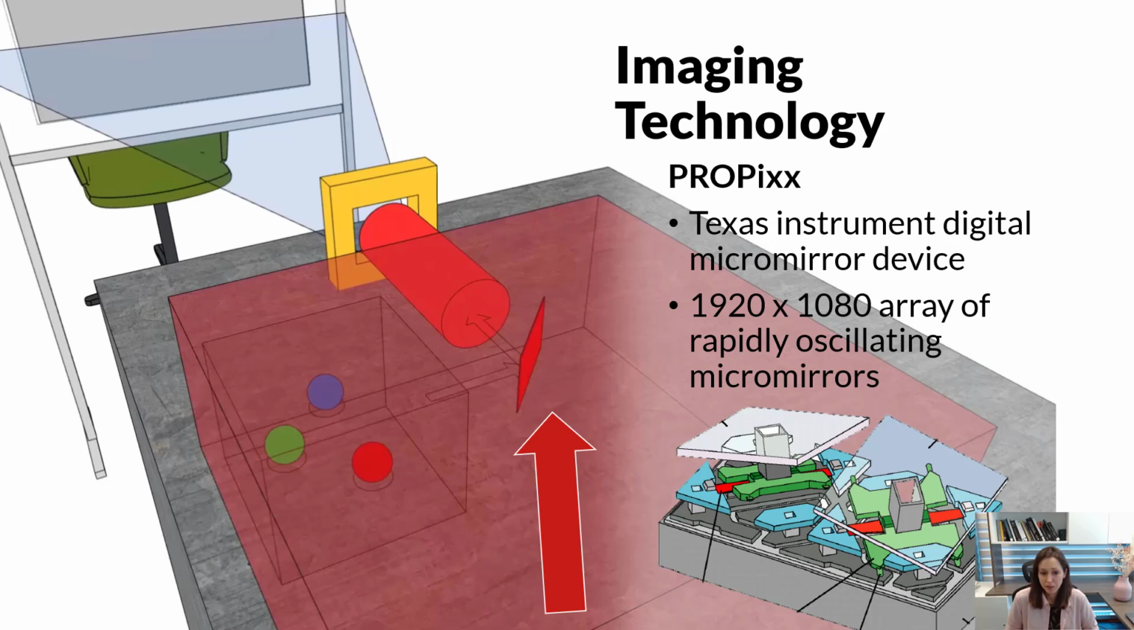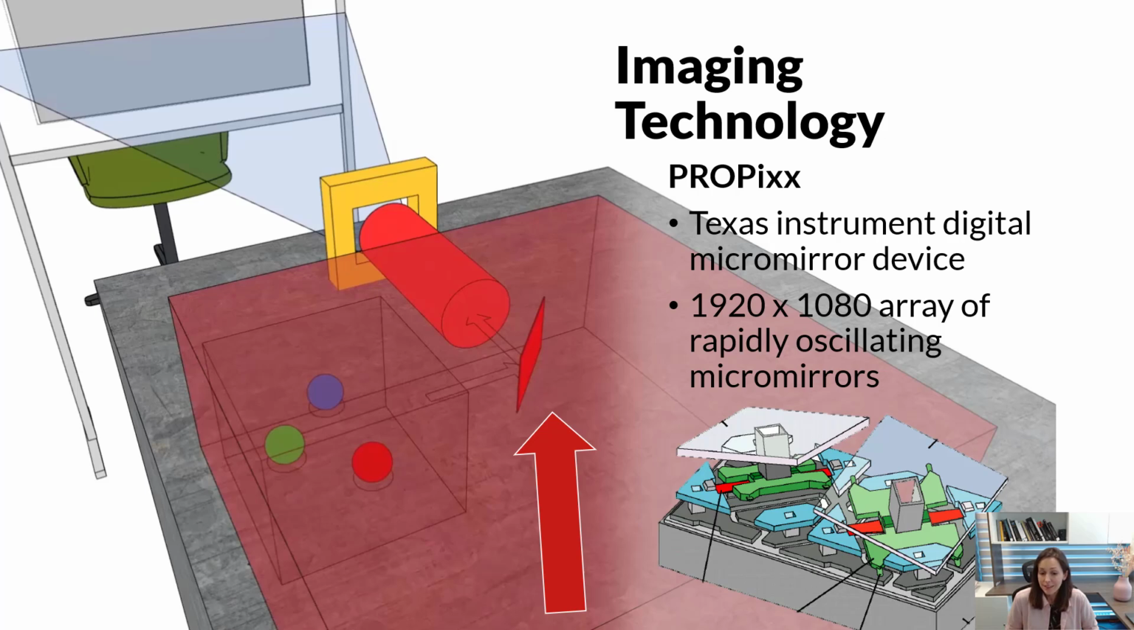The ProPix projector uses a digital micromirror device, a DMD, which is a small chip measuring a few centimeters. That chip is made up of an array of 1920 by 1080 mirrors with 1 micromirror per pixel. These mirrors can be in one of 2 states, on or off.